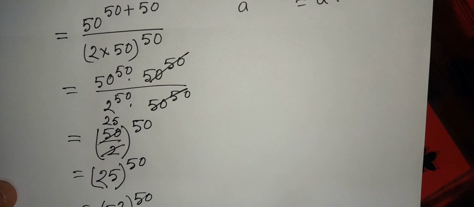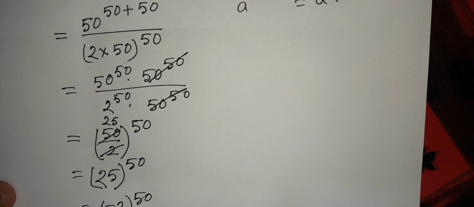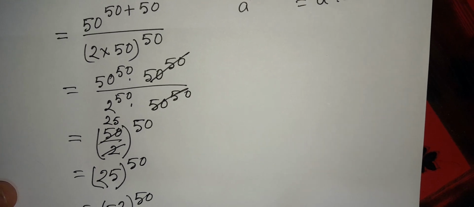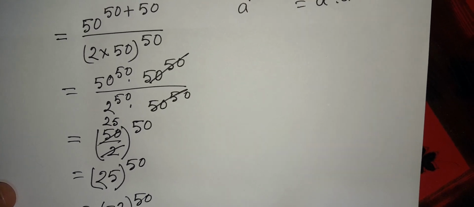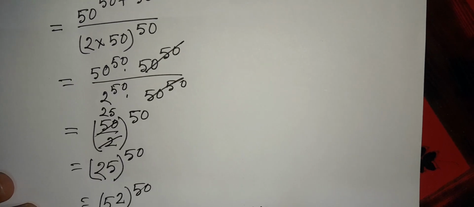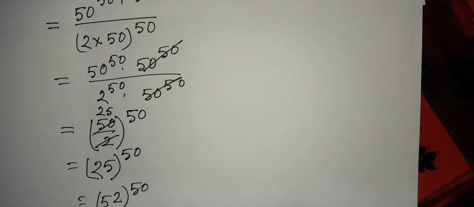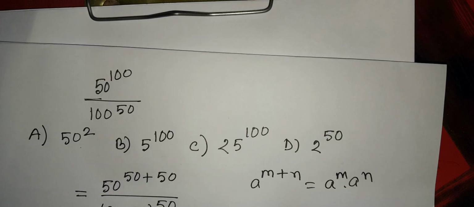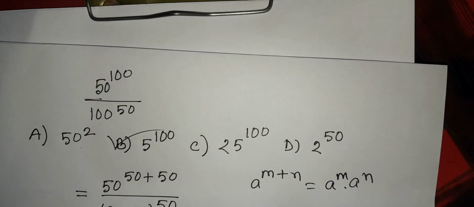5 to the power 2 into 50. We can write here a to the power m n equal to a to the power m n, equal to 5 to the power 100. It is the answer here. So B is the correct answer.